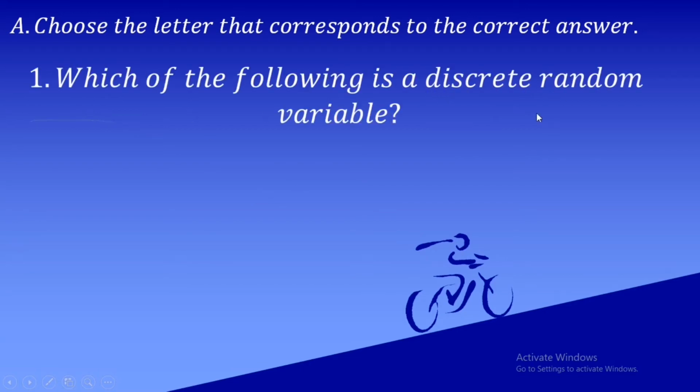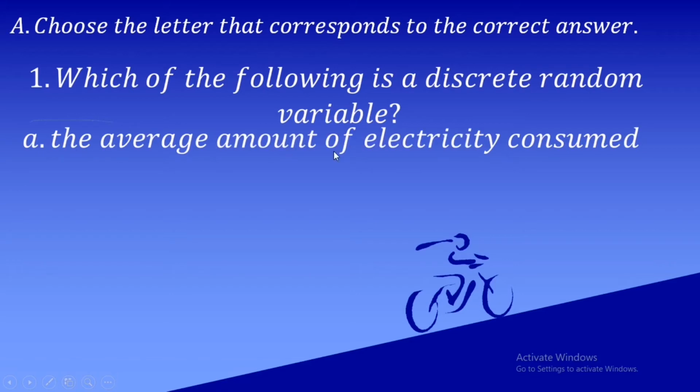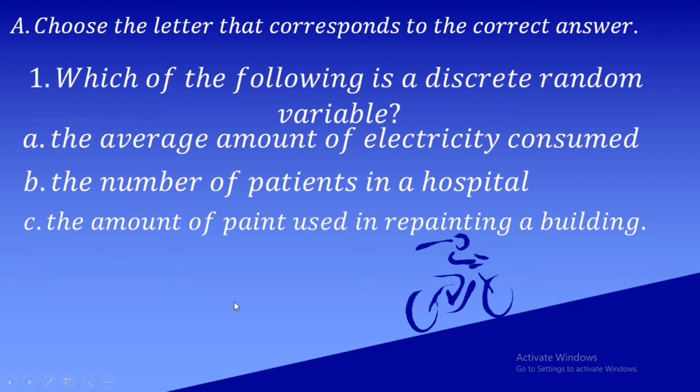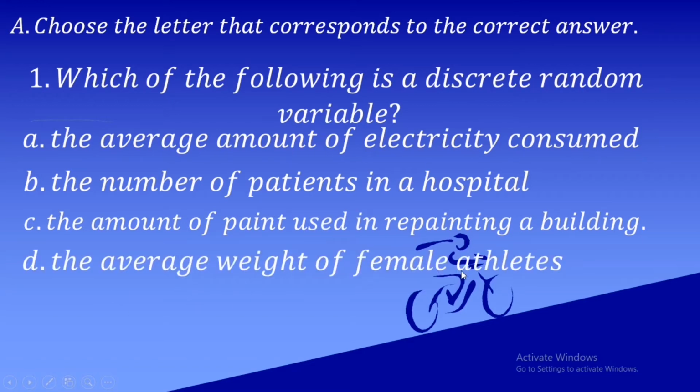Okay, for number 1, which of the following is a discrete random variable? A, the average amount of electricity consumed. B, the number of patients in hospitals. C, the amount of paint used in repainting a building. D, the average weight of female athletes.